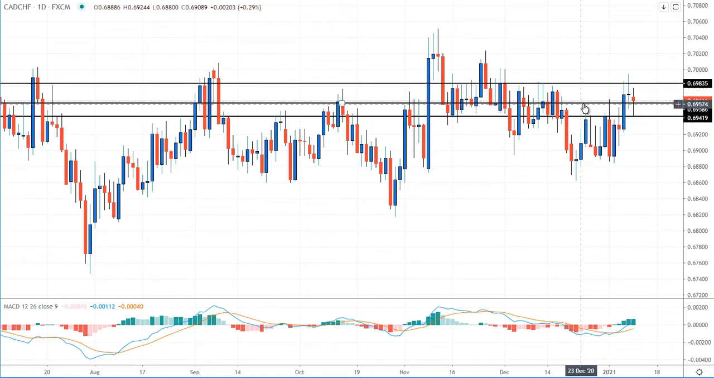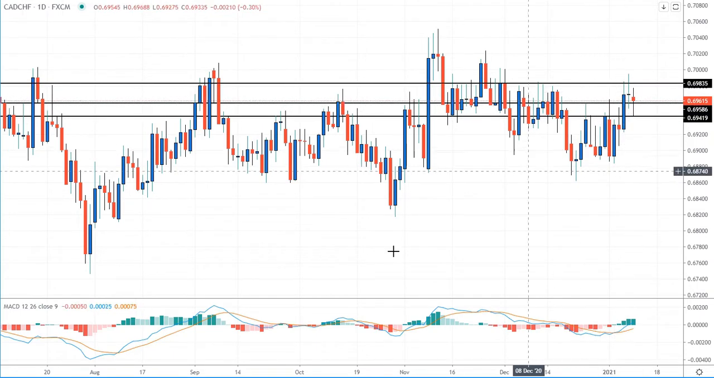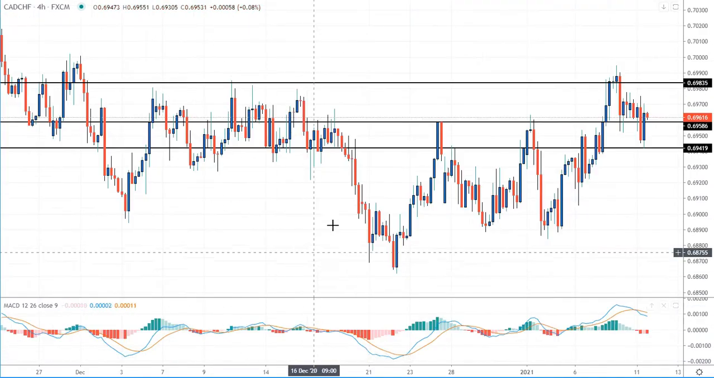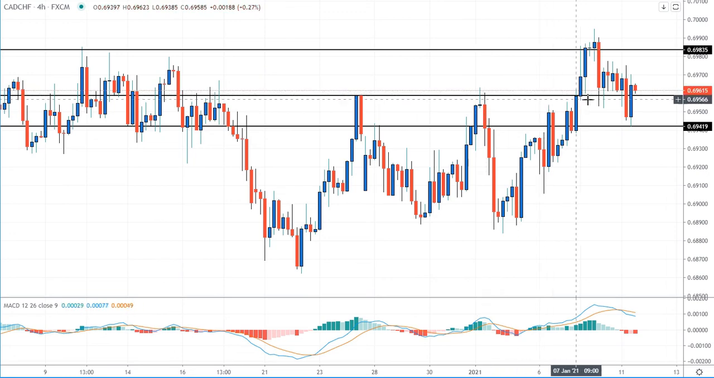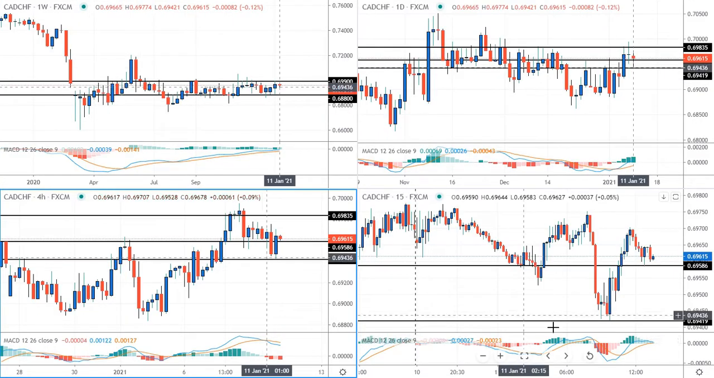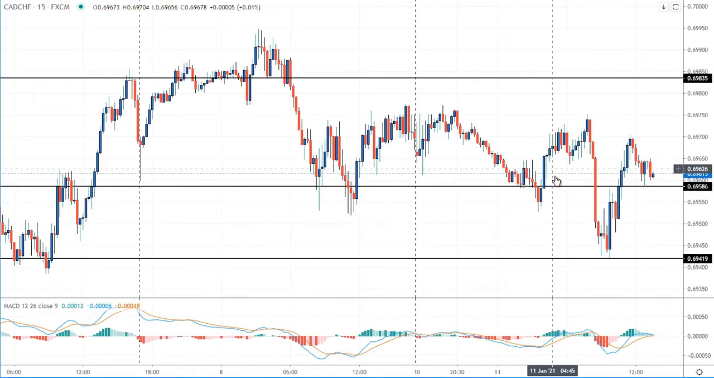It respected it here, then it broke through and came back and tested it again. On our 4-hour chart, when it came back to this level, you see it started to bounce, showing pin bar reversals and things like that. So that gets our attention, and then we're looking for a pattern. That's it. We're just looking for a pattern.